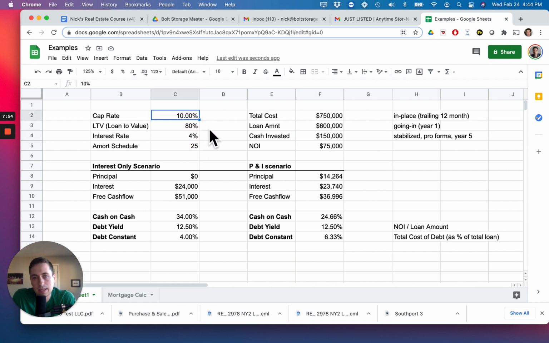High cap rate means a lot of yield for you. LTV, you're levering it up. You've got a lot of debt. Interest rate's pretty low. Let's just say 3%. Let's get even crazier. Boom, cash on cash yield in an interest-only environment, 38%. And look at the spread. Your debt constant, your cost of debt, is only 3% a year. Your debt yield, basically the amount of net operating income that your debt is generating, is 12.5%. So you're making a lot of money.